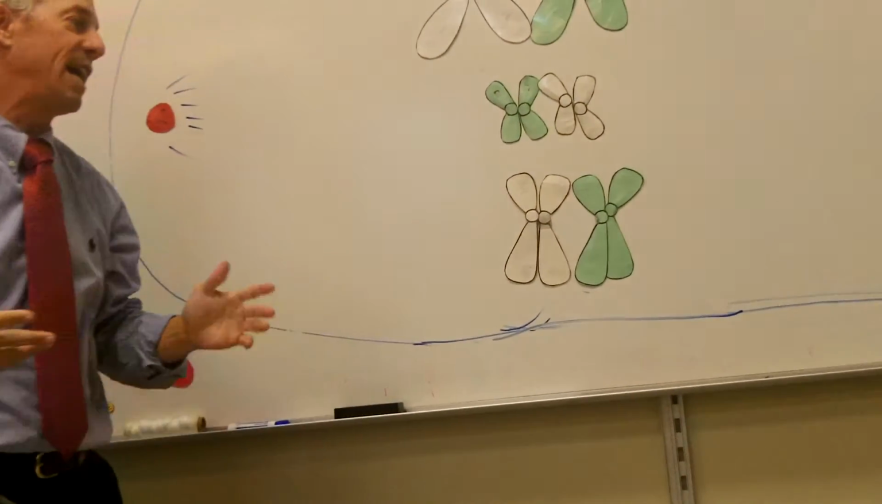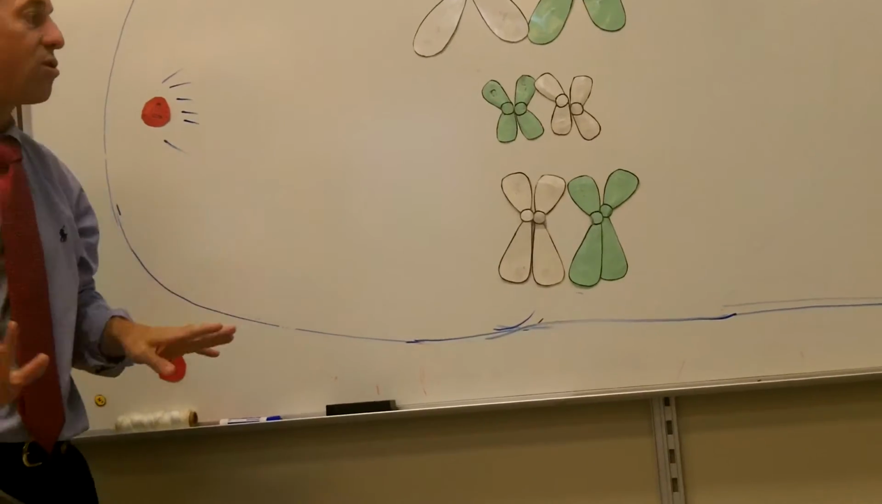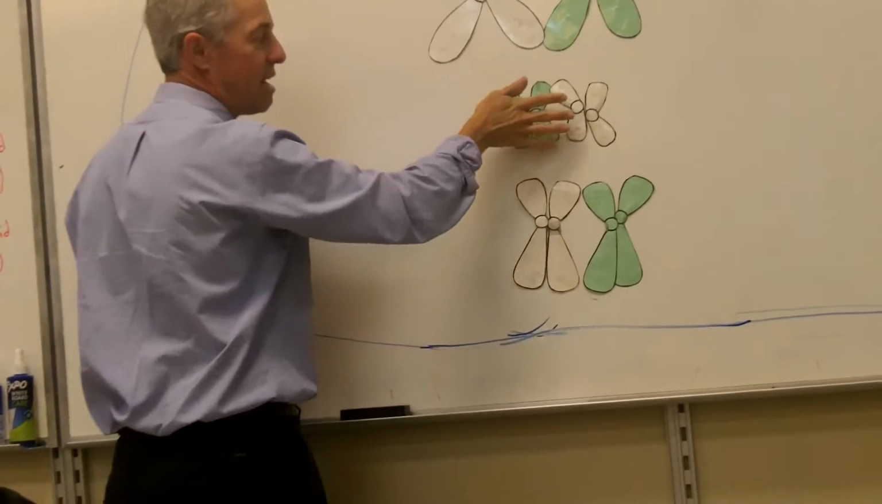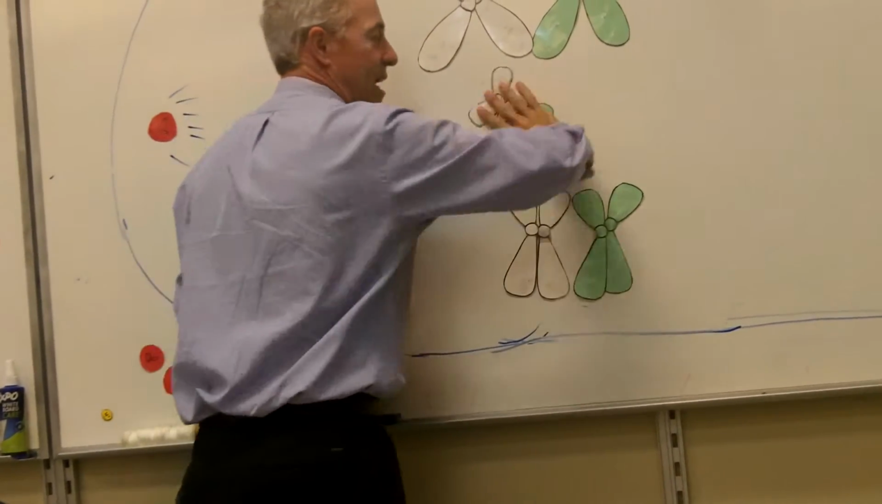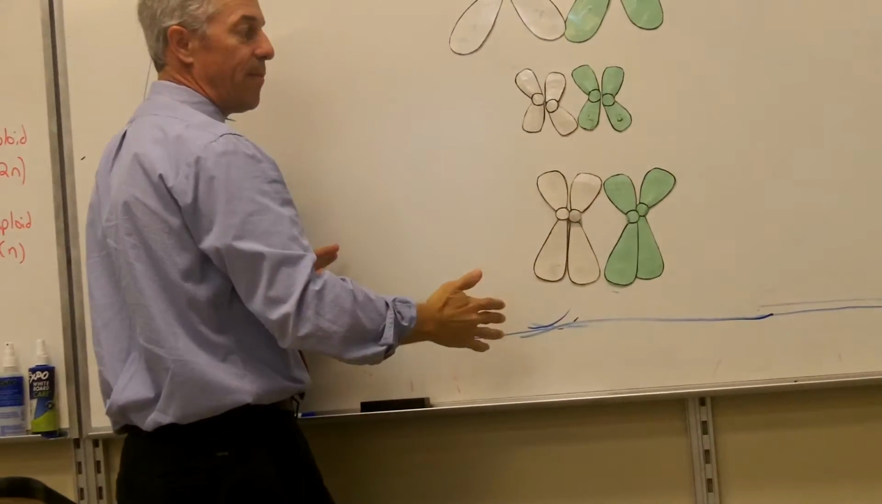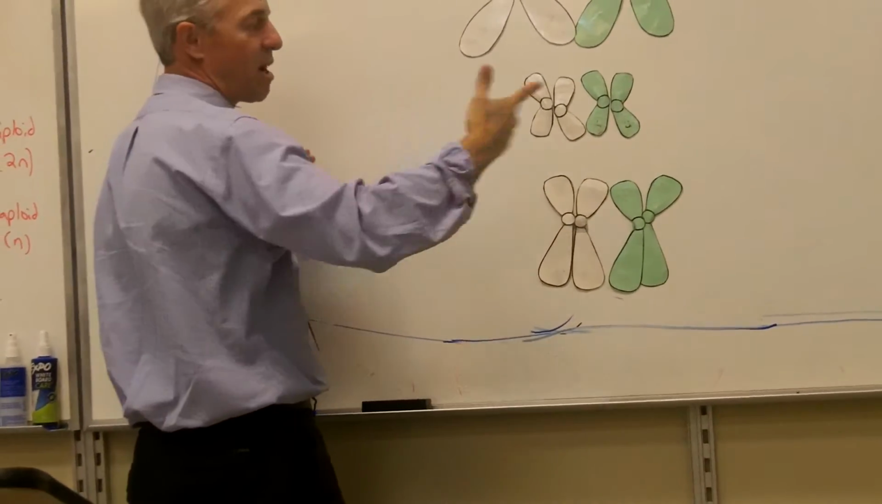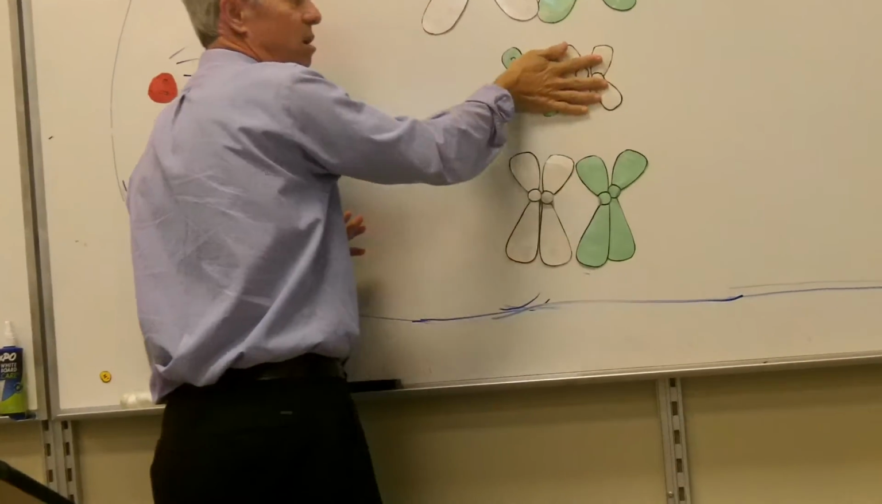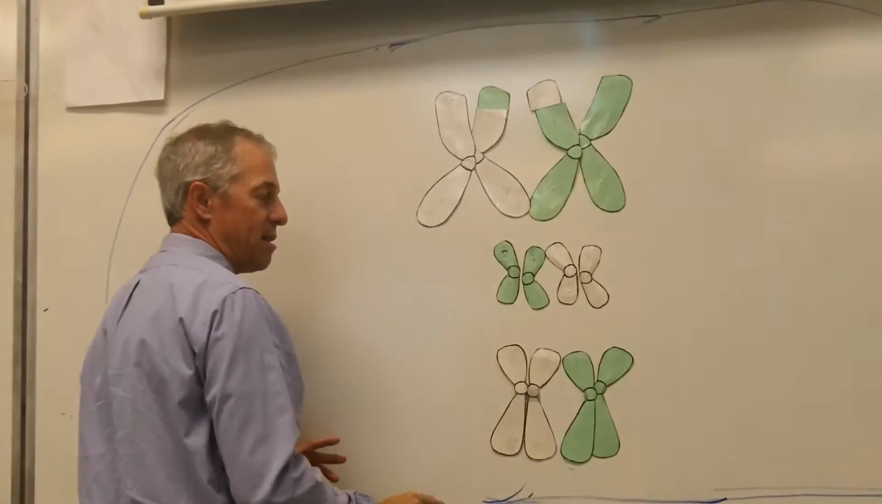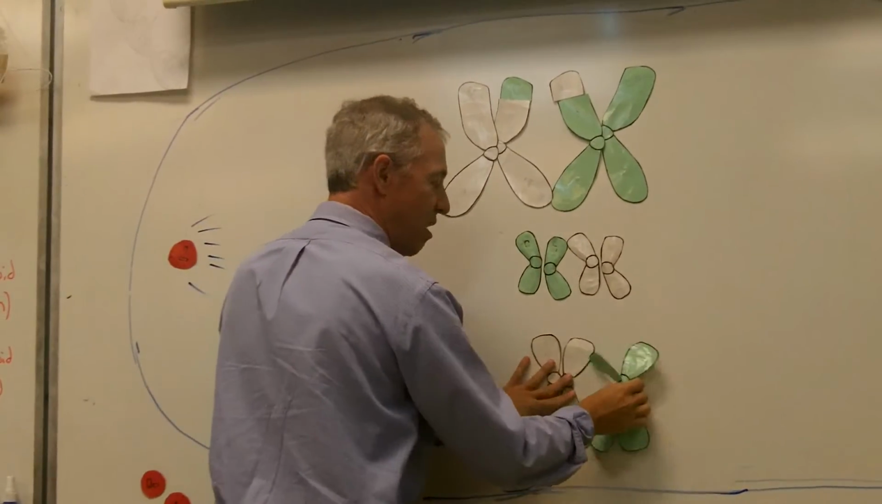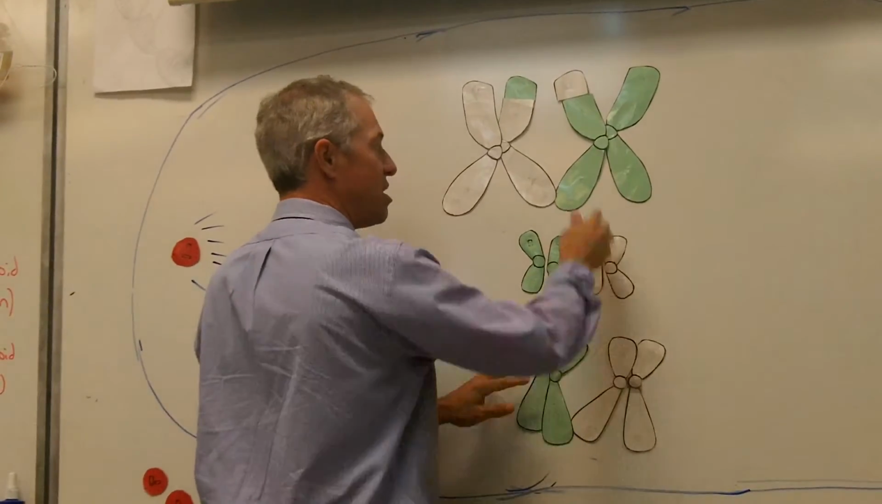Now, some people were saying independent assortment happens here. That's true. Independent assortment is the idea that they could all be green on one side, but maybe the next time you make a sperm cell, you could have 2 greens and a white. Maybe the next time you make a sperm cell, it could line up like this, where you have 2 whites and a green.